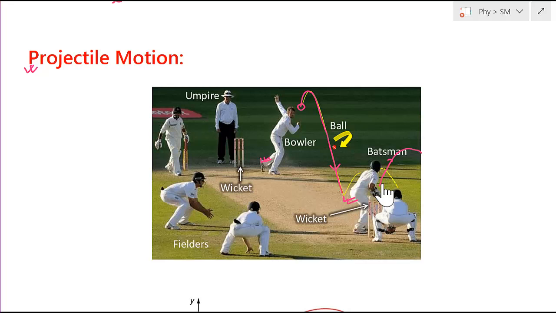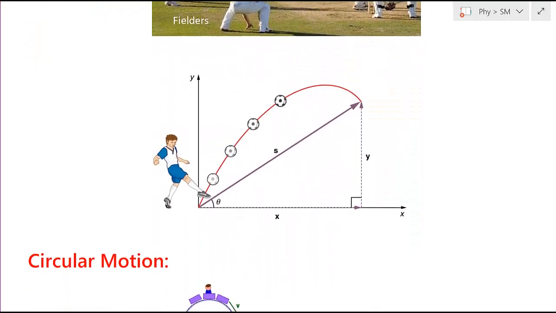In such motion, we are interested in the velocity at which the bowler should throw the ball so that it reaches very close to the batsman. In other words, he is also interested in what angle he should throw at, with what velocity he should throw, and with what velocity the batsman should hit the ball, and in what direction he should hit the ball. So we are interested in magnitude as well as direction, and all of this is happening in a two-dimensional motion. So projectile motion is an example of two-dimensional motion.